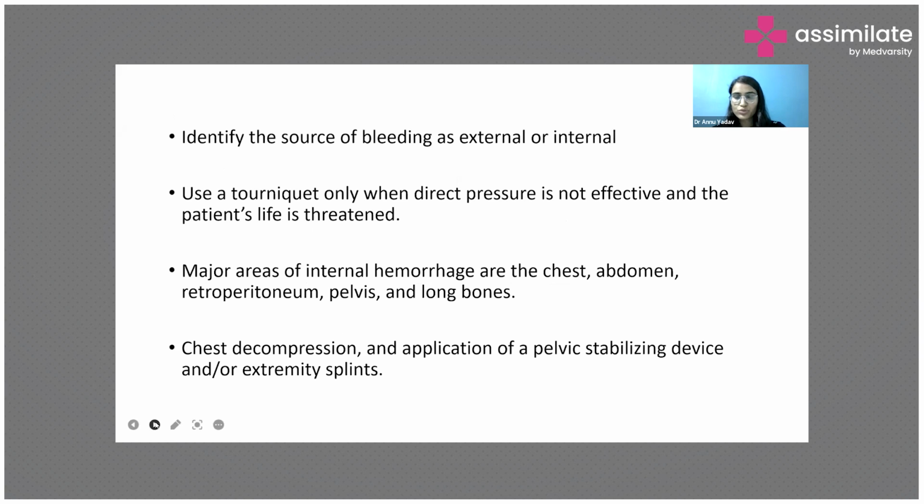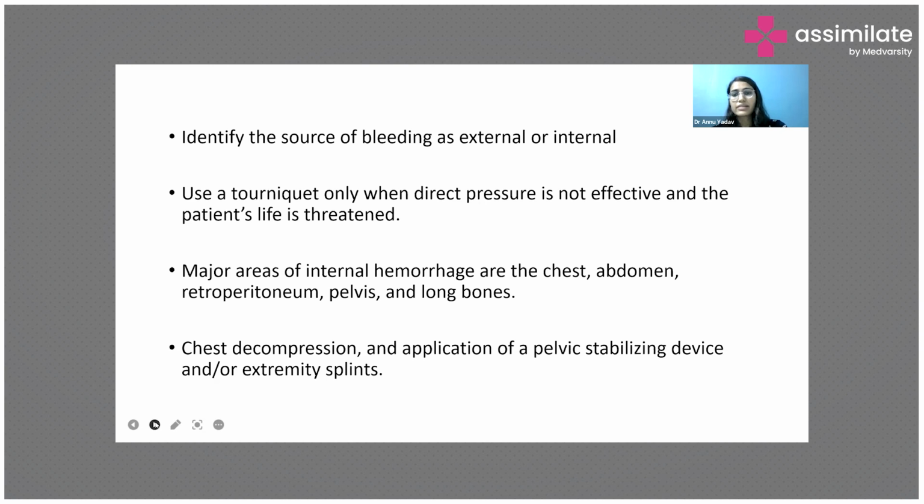So what we have to do as quickly as possible is assess where the bleeding is happening. The bleeding can be internal as well as external. There are major areas where there is internal bleeding that we usually cannot see externally, but can assess by these examinations. The chest is a major component where you can have internal trauma. Abdomen, retroperitoneum, pelvis, and long bones like your femur are areas where you can have major bleeding which you cannot appreciate externally.